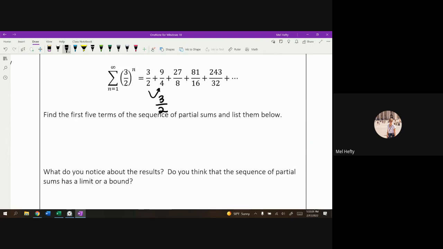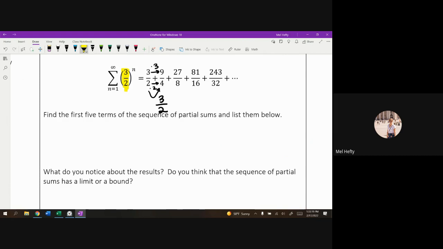3/2. Okay, 3/2. Let me show you 2 different ways to see that. One, I multiply by 3, and I multiply by 2. That's probably what you did. Oh, it tells you right there. 3 halves to the n. As I put bigger and bigger numbers of n, that's more and more 3 halves I'm multiplying by.